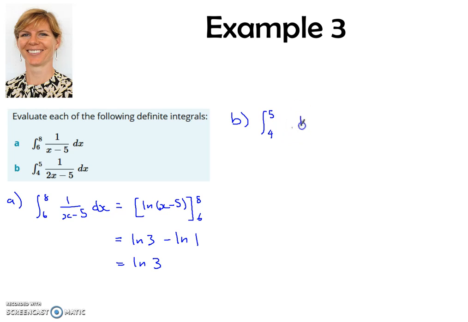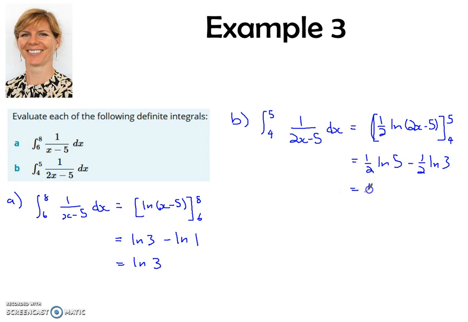And then for b, we've got between 4 and 5, 1 over 2x minus 5 dx. And of course with this one we need to make sure that we divide by the derivative of this function. So we did the same thing here, but the derivative here was just 1. So that's going to be a half ln of 2x minus 5 between 4 and 5. So you end up with a half of natural log 5 minus a half natural log 3.